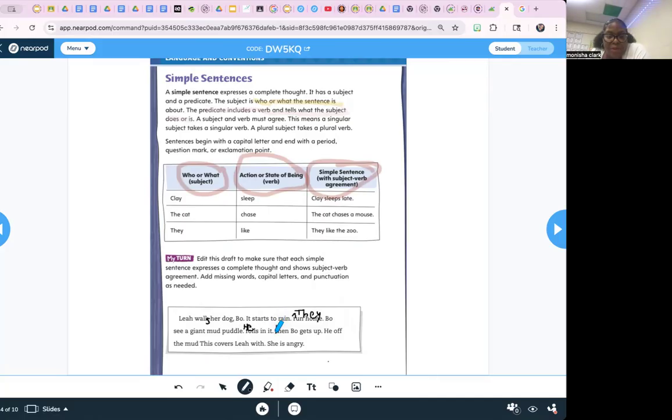Then, this should be capital, because that's a period. Bo gets up. Okay, he rolls in it. Then Bo gets up. He off the mud. This covers Leah with. Bo gets up. Then Bo gets up off.